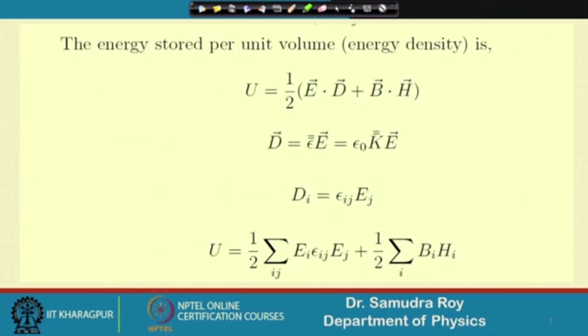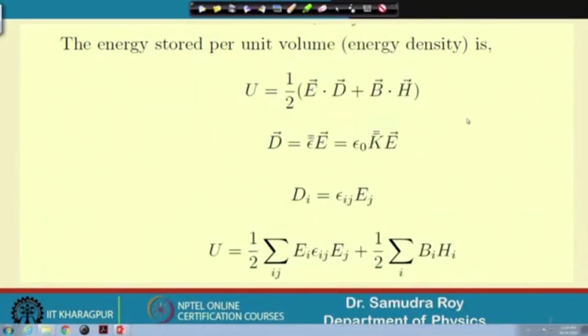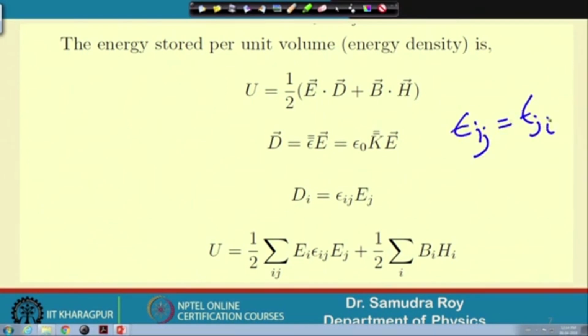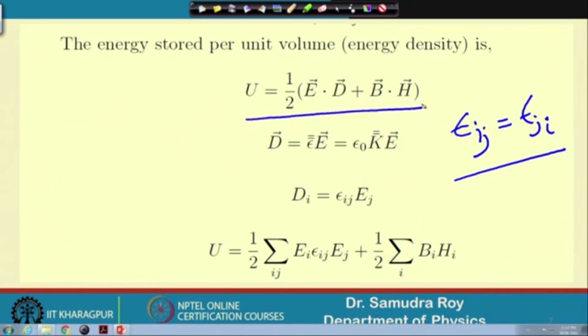Okay, now let us understand why these components, epsilon ij, are equal to epsilon ji. Try to understand this in detail. One way is to use the energy expression. In many places you find that energy density can be represented in this way. If this is the case, this is some sort of proof that epsilon ij is equal to epsilon ji. So, these coefficients are symmetric in nature.